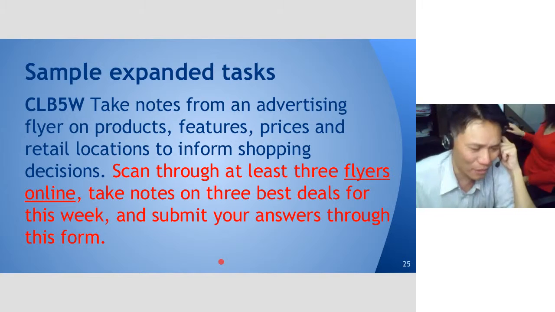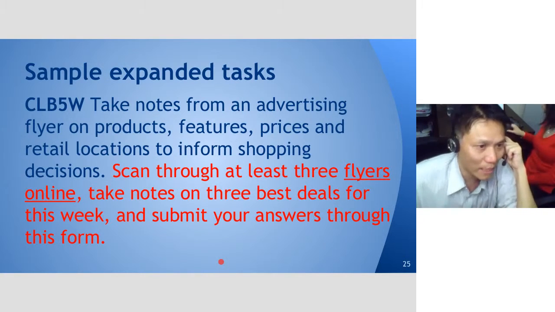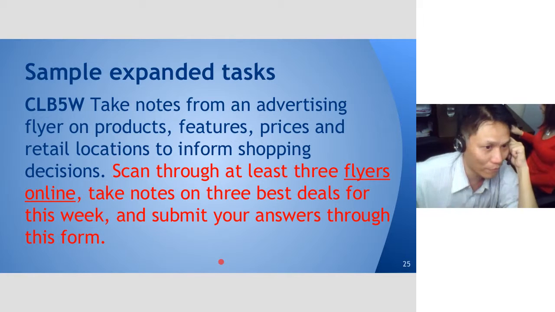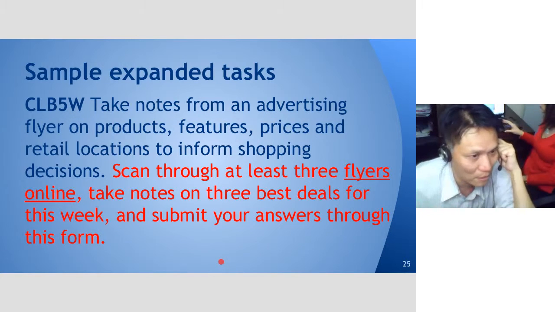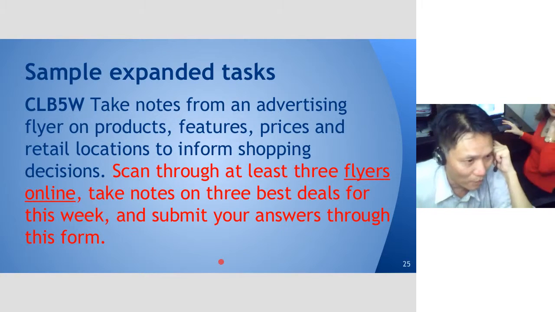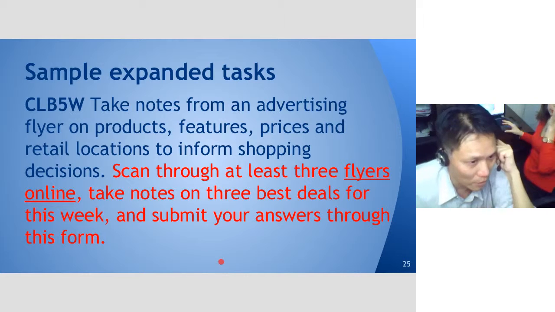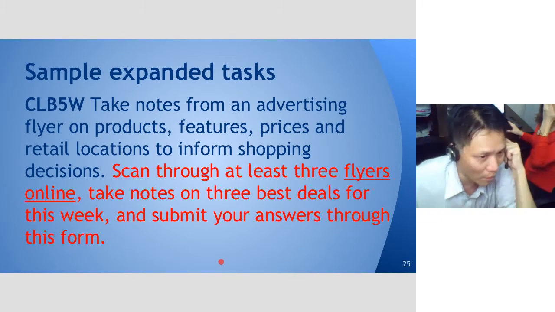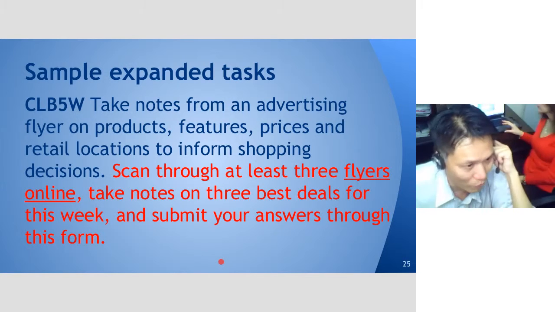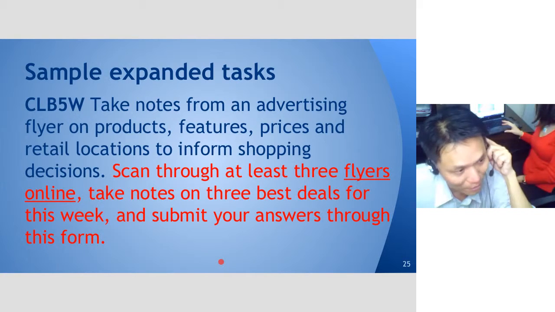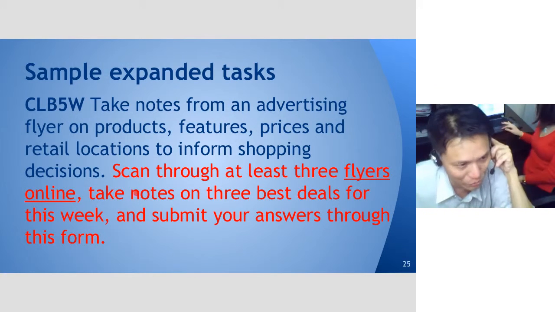How about a writing task? We have covered reading and listening, now writing. Take notes, level 5 here, from an advertising flyer on products, features, prices, and retail locations to inform shopping decisions. So I have a link there to flyers online where they can scour around and find the 3 best deals for this week. And it's deliberately left open how to define best deals.